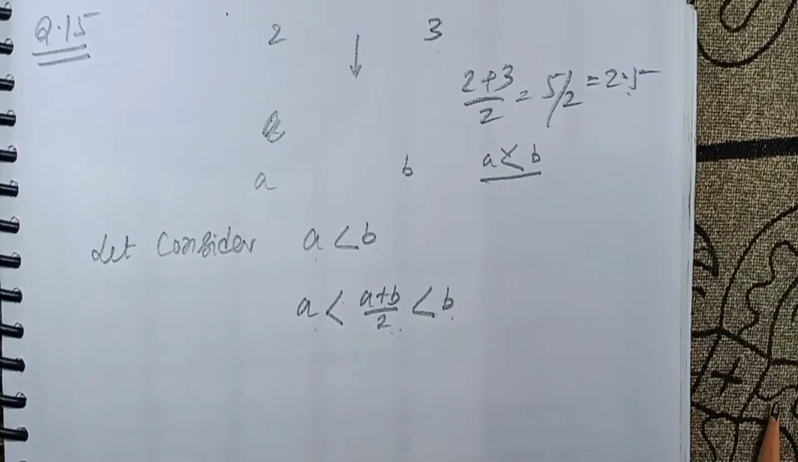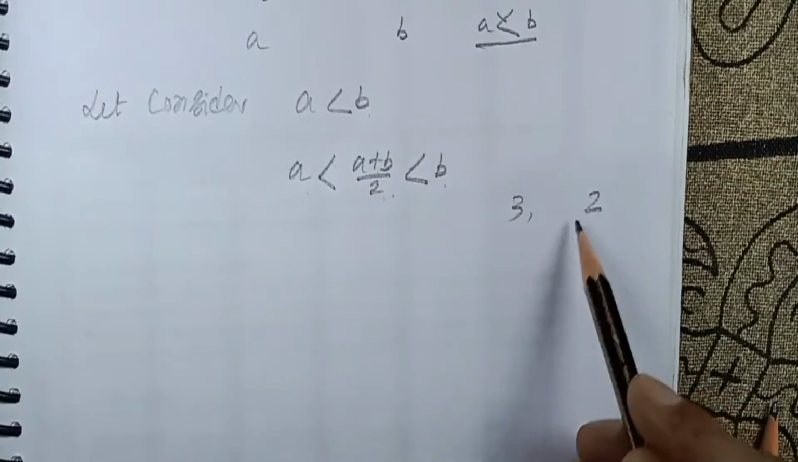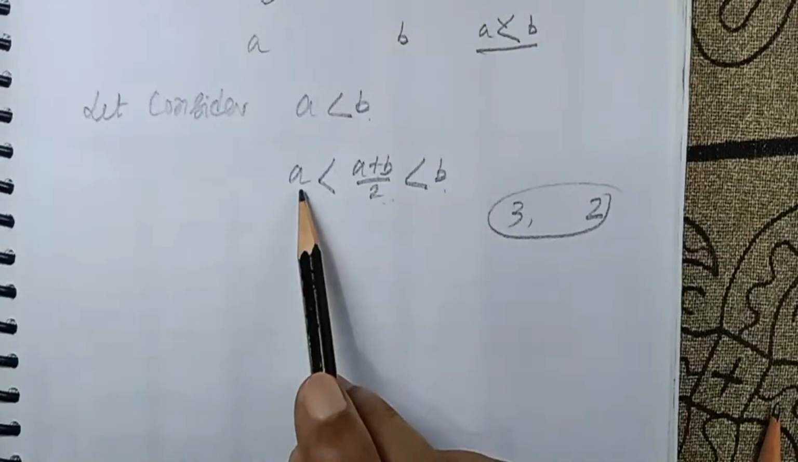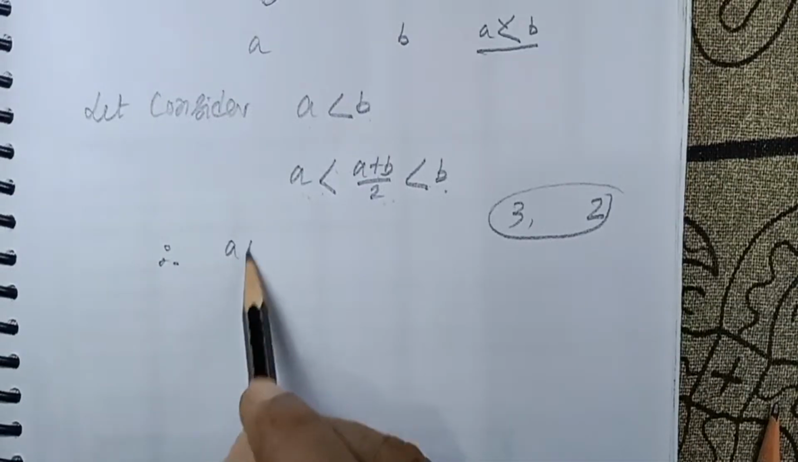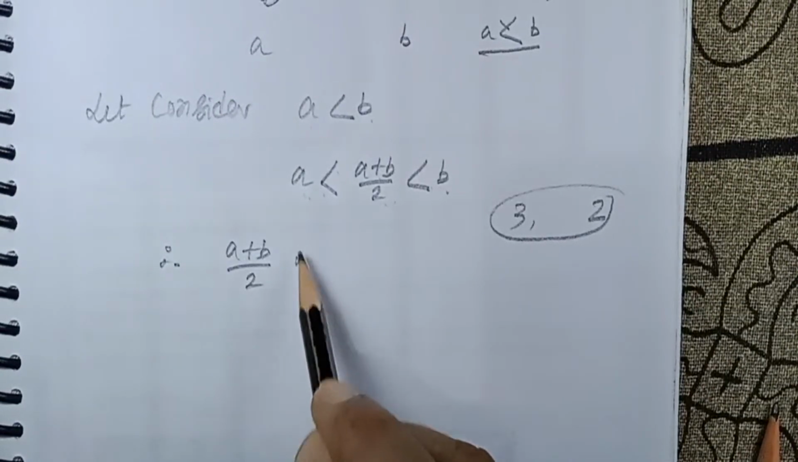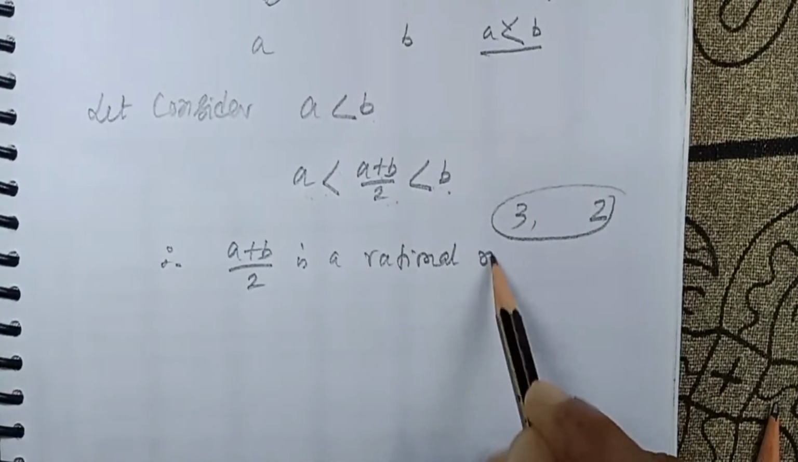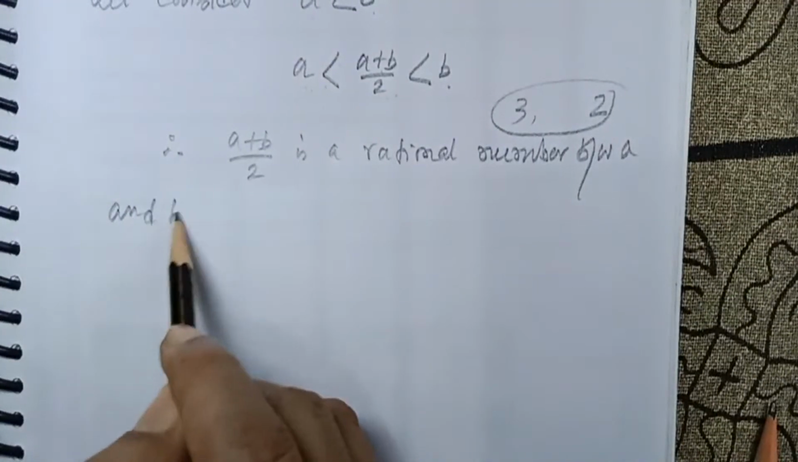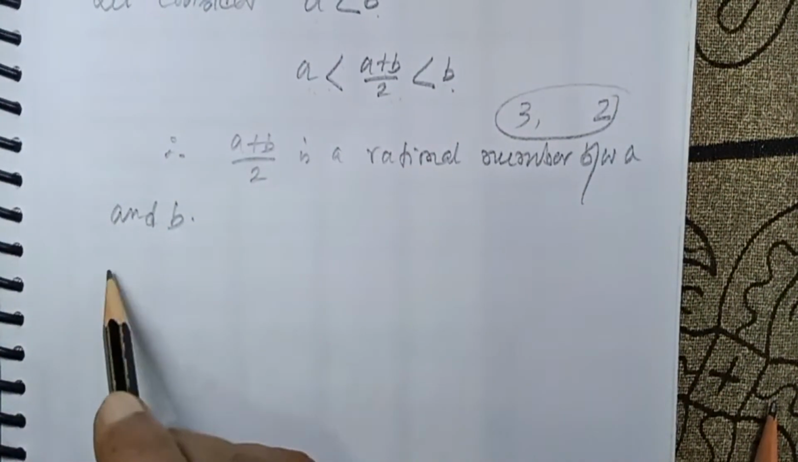After that, suppose we put it the other way, 3 and 2, then also (A plus B) by 2 is in between A and B. So therefore (A plus B) by 2 is a rational number between A and B. Again another case, case 2.